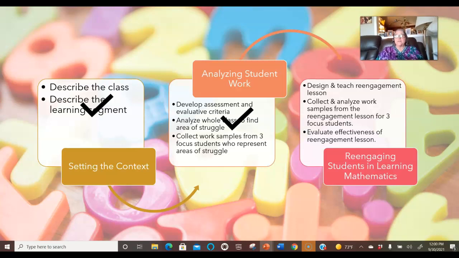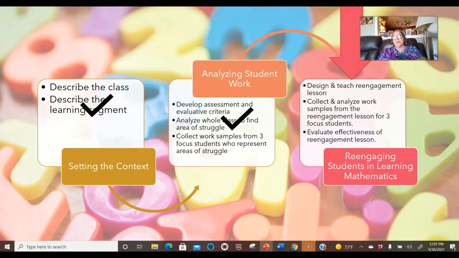And so that brings us to this final part of designing and teaching a re-engagement lesson. Now, don't let the word re-engagement throw you. It doesn't mean anything differently than the term remediation or reteaching. I feel that they've used this term as a way to be more specific to this task, but it doesn't really have any practical difference.